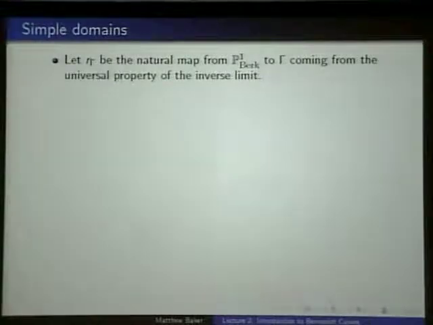Okay, so a simple domain you may recall was a sort of finite intersection of these Berkovich open disks. But you can see this very easily from this inverse limit description. So there's some retraction map from the Berkovich projective line onto any finite subgraph.